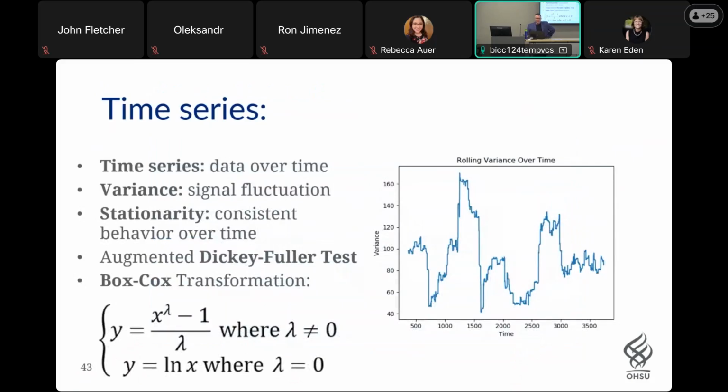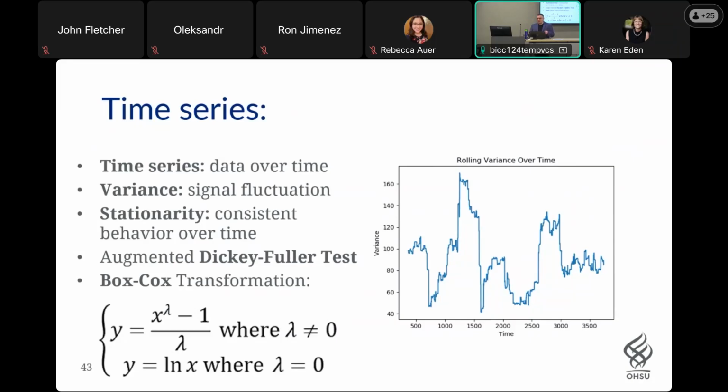Now, looking at the time series, there are a couple of characteristics that are very important. Variance is how much signal fluctuation we are having. Stationarity, if the data is stationary, it means it's staying consistent throughout the time. And there is a special test you can do, the Dickey-Fuller test. It basically came up laughing at me. So this data was not stationary, the variance was huge.